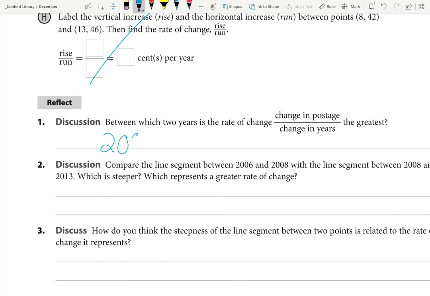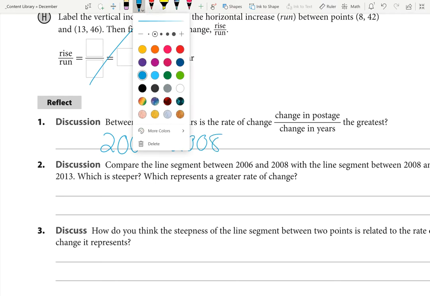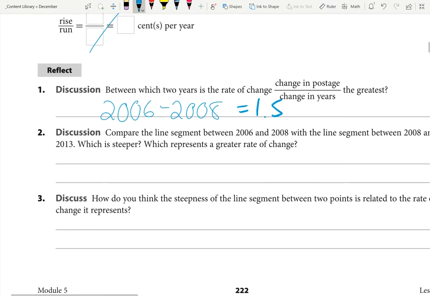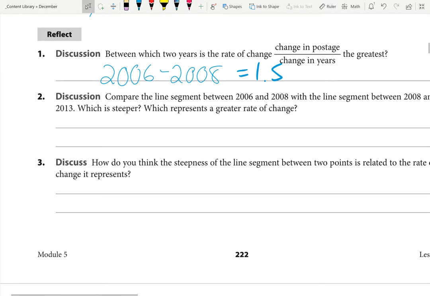So between 2006 to 2008. Let me increase to that one level higher. There we go. All right, that was the greatest because its rate of change was 1.5, which was the biggest rate of change for that table.